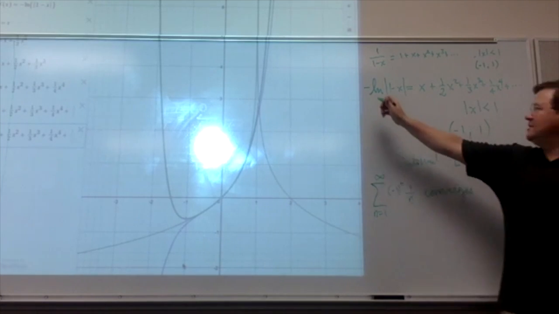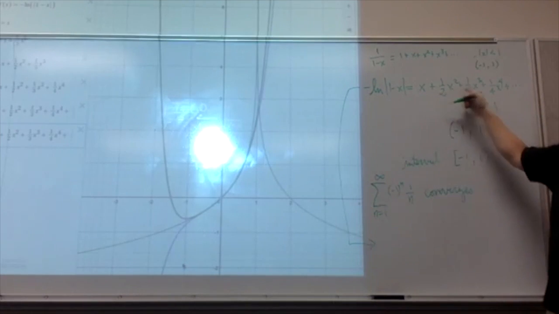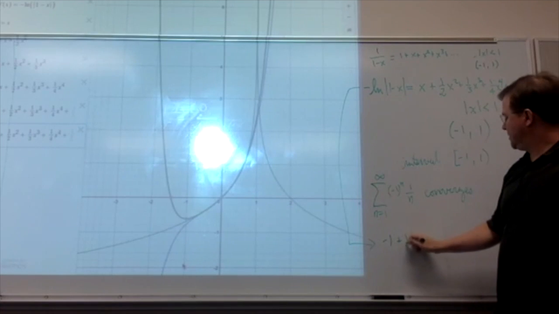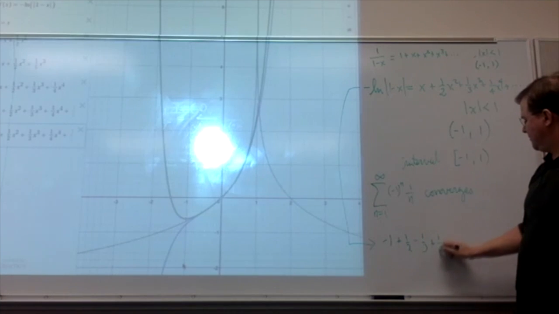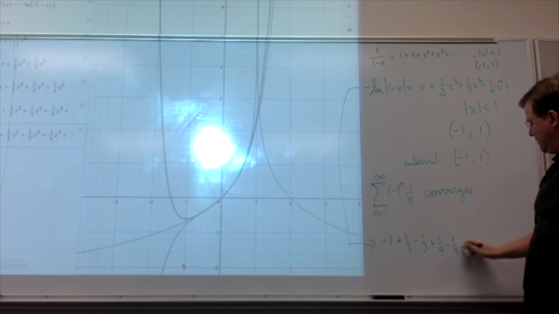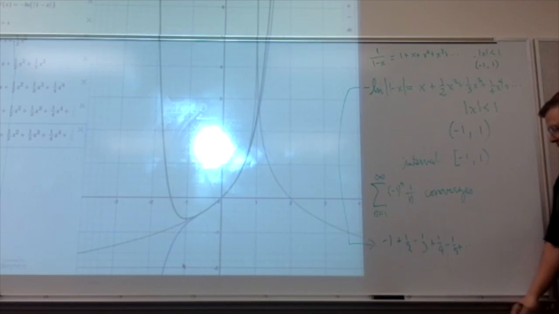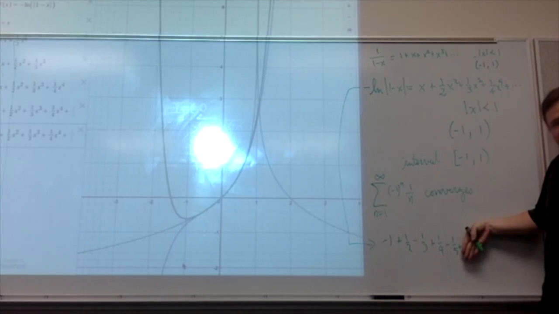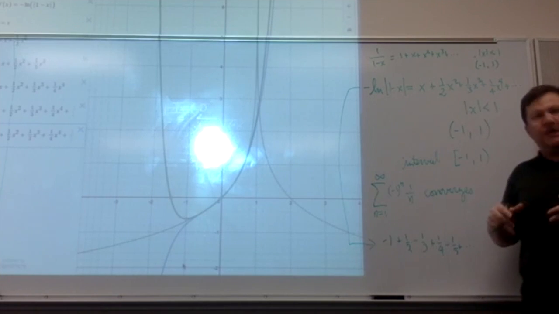So if I take this and just plug in a -1 here, here, here, and here, I get -1 plus 1/2 minus 1/3 plus 1/4 minus 1/5 plus ... I think what we did last week, if I remember right, is we stopped like here or here maybe. And then we used a remainder theorem for alternating series to say how close it was. So that's what we did last week.